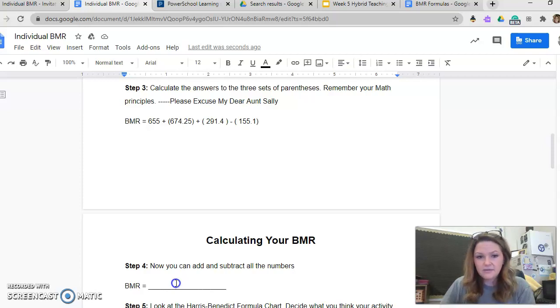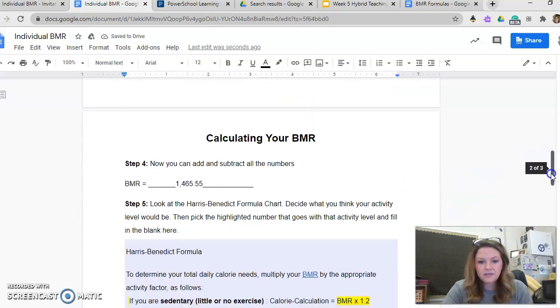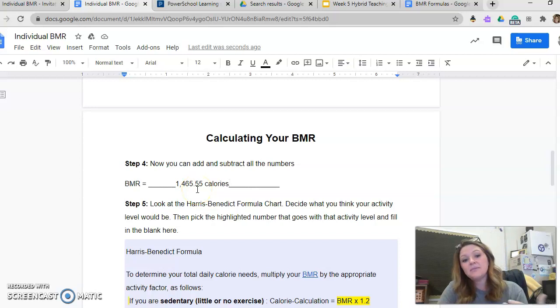Plus 674.25 minus 1,551. Okay, so you should get within 1,000, right? 465. Okay. So this number down here, my BMR, is going to be 1,465 calories. And this means that in order for my body to function normally and healthfully on a daily basis, to keep everything running without me thinking about it, and while my body is at rest, I'm expending 1,465 calories a day. So that means I need to at least be consuming that much.